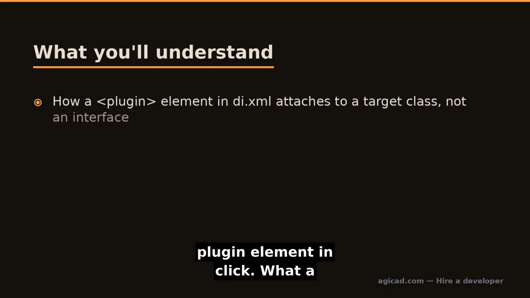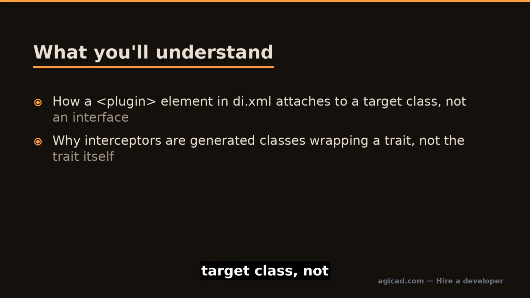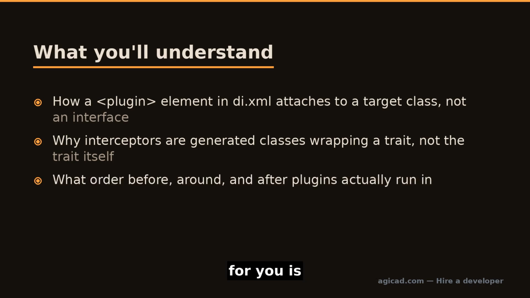What a plugin element in di.xml actually attaches to: a concrete target class, not an interface, which is a different mechanism from the preferences we covered in part 3. Why the class Magento actually instantiates for you is a generated interceptor, a real PHP class that wraps a shared trait, not the trait by itself.